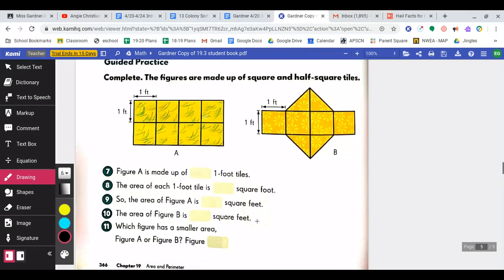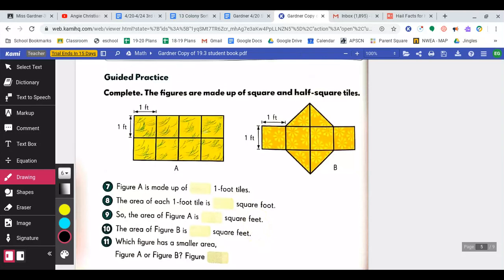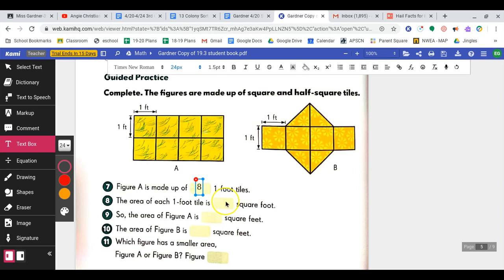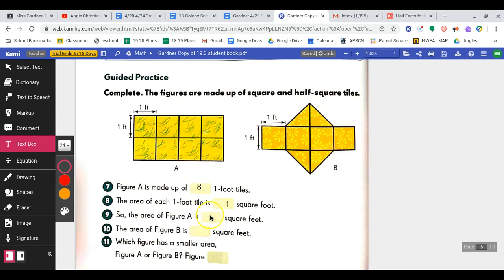Okay, let's put that into practice with some different shapes, finding their area in square feet. Figure A is made up of how many 1 foot tiles? 1, 2, 3, 4 times 2 is 8, or you could count up 8 tiles here. The area of each 1 foot tile is 1 square foot, meaning each of these is equal to 1 square foot, since it's 1 foot in width, 1 foot in length. So 8 times 1 is 8. This figure has 8 square feet as the area.